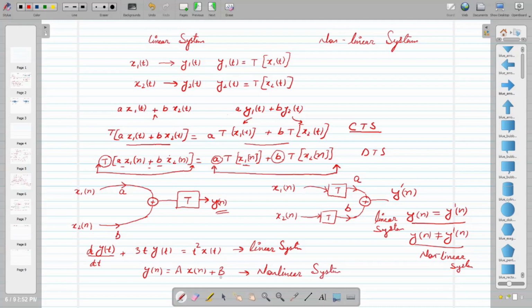This b is going to make it nonlinear. That is extra offset we are providing to get a certain output from the system. I'll prepare one more video for the numerical of the same topic.